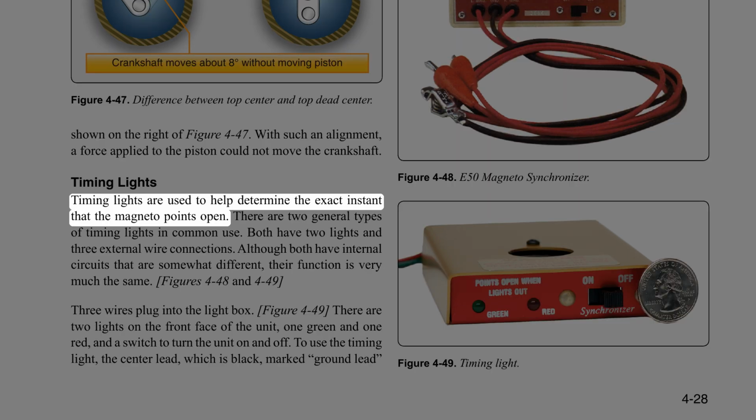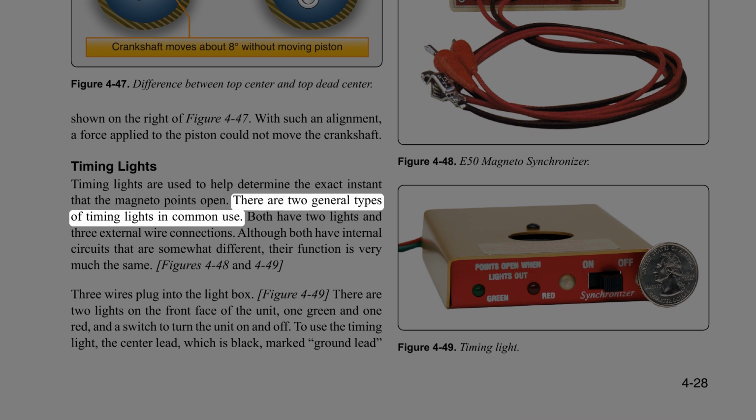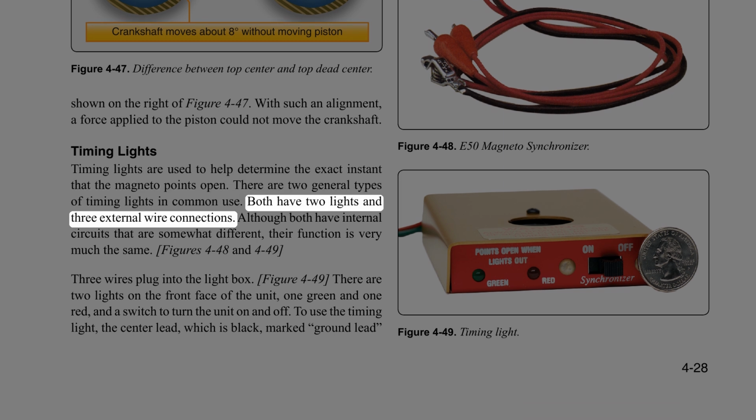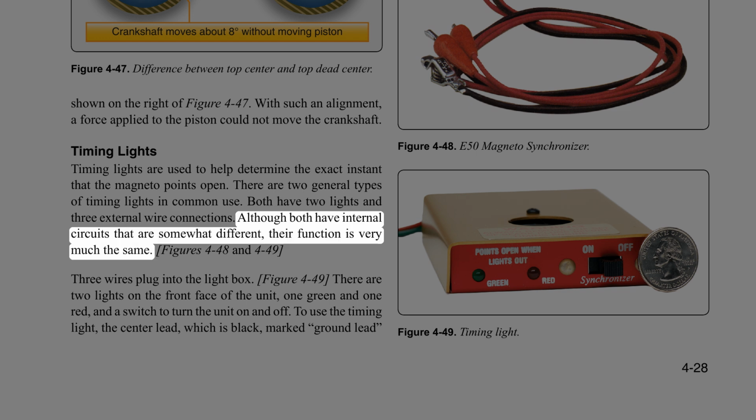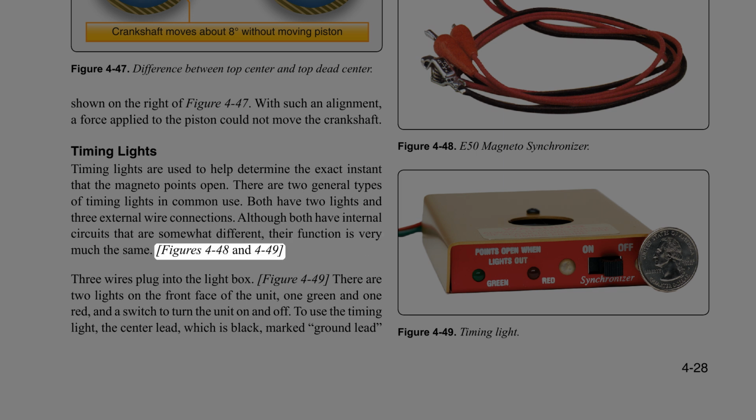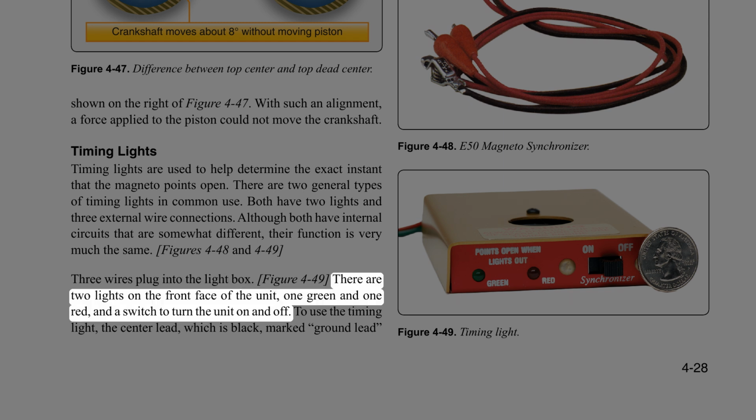Timing lights. Timing lights are used to help determine the exact instant that the magneto points open. There are 2 general types of timing lights in common use. Both have 2 lights and 3 external wire connections. Although both have internal circuits that are somewhat different, their function is very much the same. Figures 4-48 and 4-49. 3 wires plug into the light box. There are 2 lights on the front face of the unit, one green and one red, and a switch to turn the unit on and off.